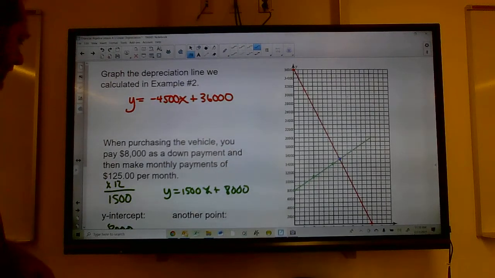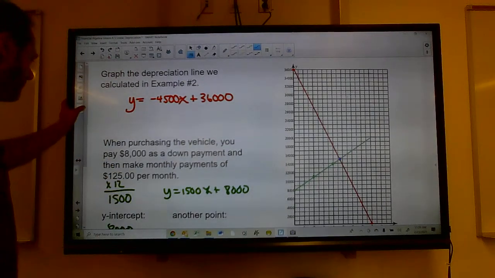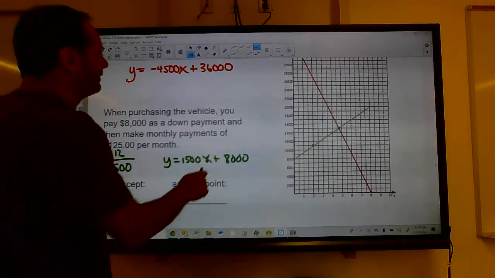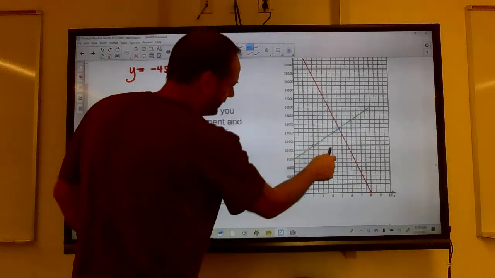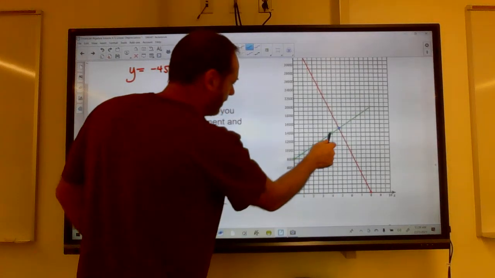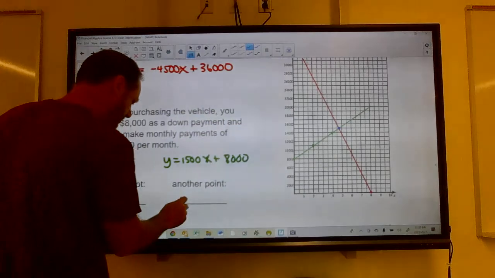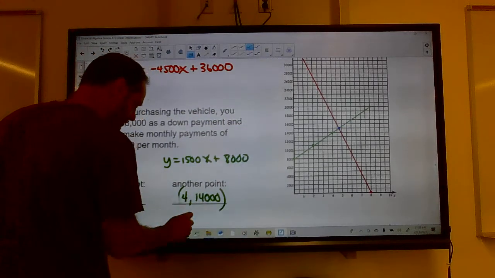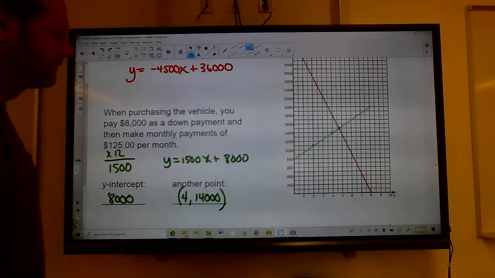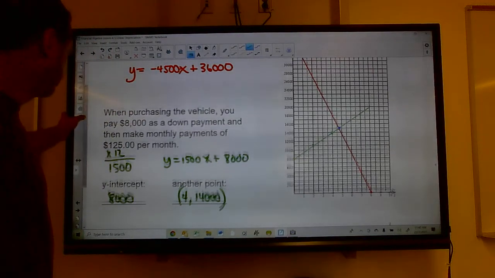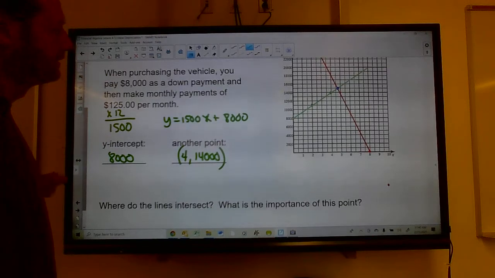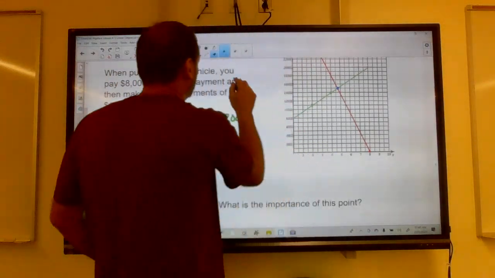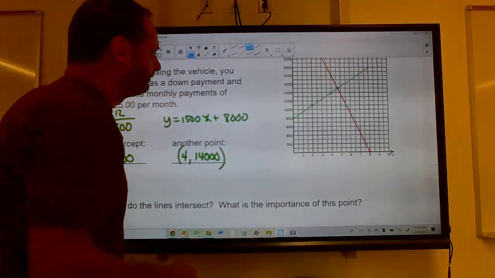Okay, so that's a crazy low payment right there. I don't think anybody would actually give you that payment. All right, so another point that would be on there is you might say, oh, this point's on there. That's the point 14,000. Okay, now, where did those things intersect? And we already talked about what the importance is, so we're going to go ahead and skip that, but we'll find that point.